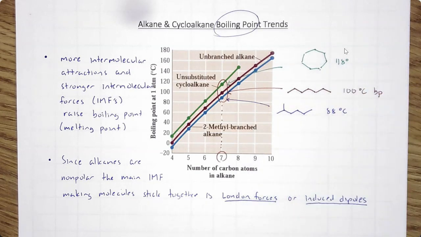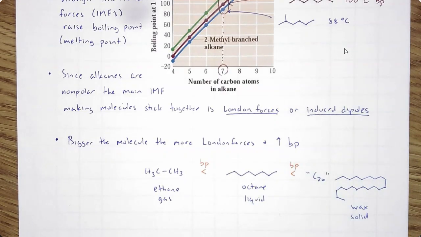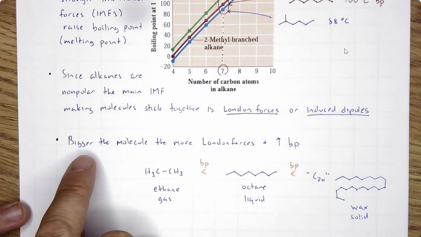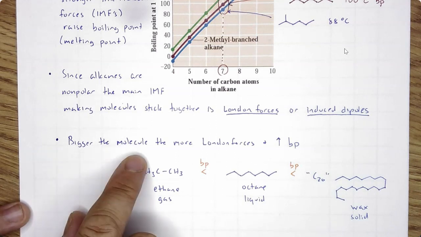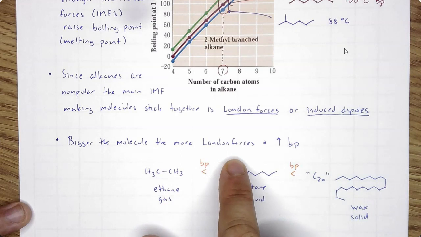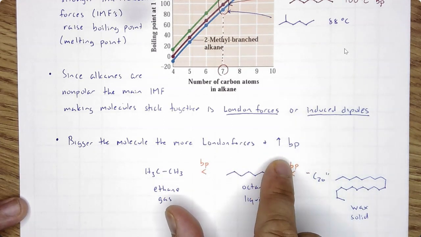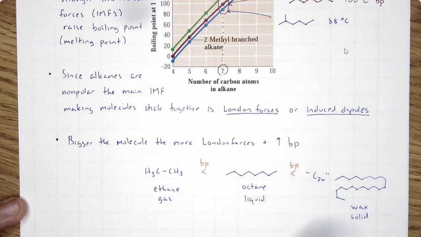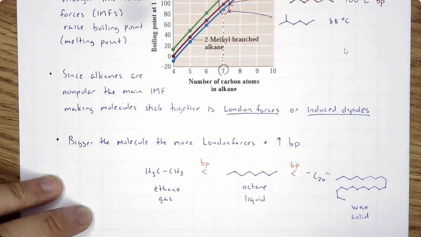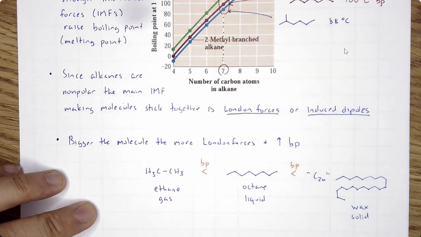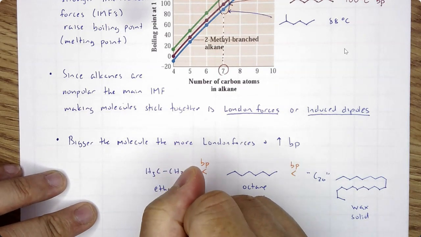But there's 1 more bullet point I want us to look at. The third bullet point is the bigger the molecule, the more London forces it has, and the more London forces it has, the higher the boiling point. Okay, I have a small molecule, medium size, and bigger. And look at the phase. Ethane, 2-carbon chain, is a gas, low boiling point, right? Gases have low boiling points.